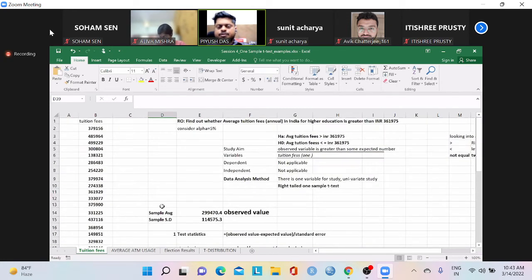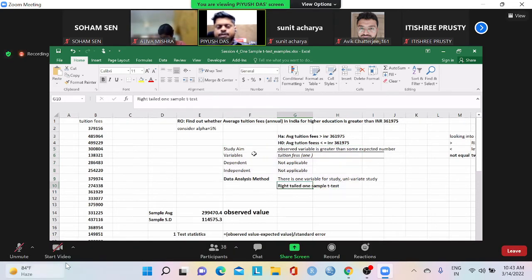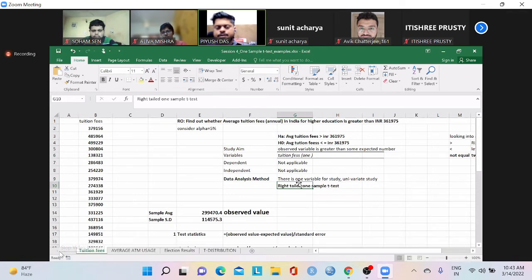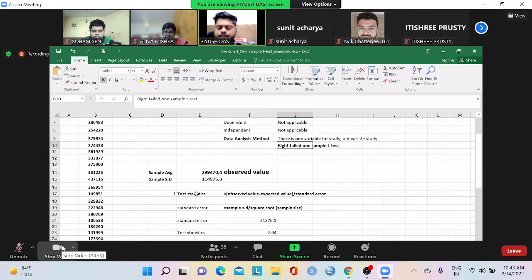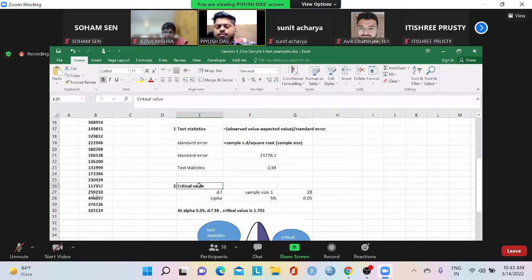Any question, any doubt on this? So I'll be much more focused on this part of the data, how you find out or how you logically arrive at the conclusion that it is a right tail one sample t-test. Once you do that, the steps are: find out your test statistic, find out your critical value.